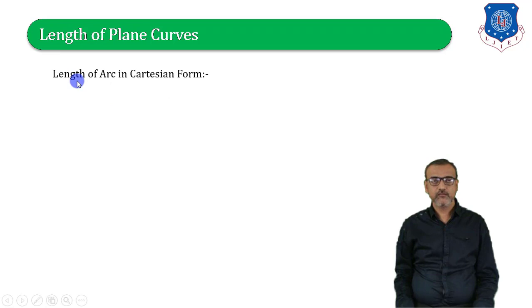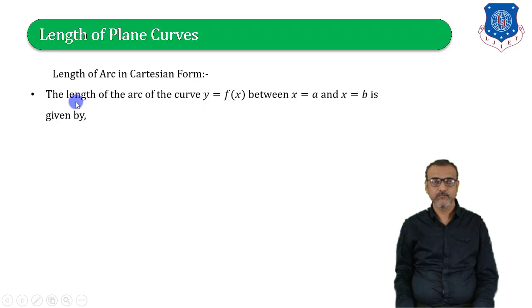So first of all, we will see how to find out the length of arc in Cartesian form. The length of the arc of the curve y equals f of x between x equals a and x equals b is given by s equals integration from a to b square root of 1 plus (dy by dx) the whole square dx.